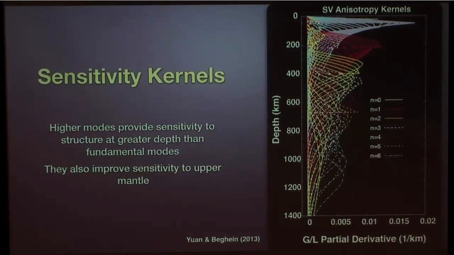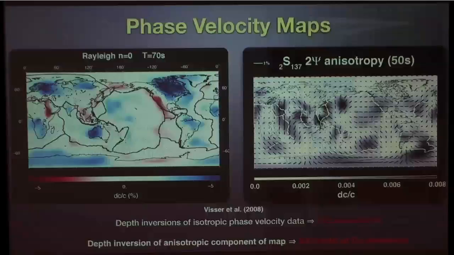So they're useful to map anisotropy and structure deeper, but you'll see also that some of these modes have double peaks. For instance, the yellow here has a small peak here, and larger peaks there. So they're also able to improve the sensitivity, the resolution of upper mantle structure, but then there's trade-offs between the top and the bottom. That's something to keep in mind when you look at the models I'm going to show.